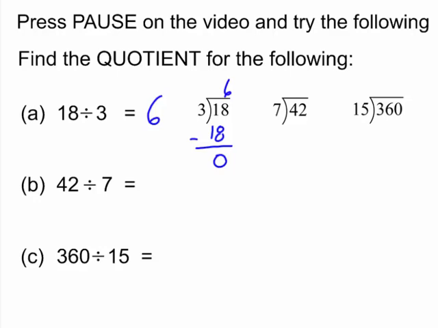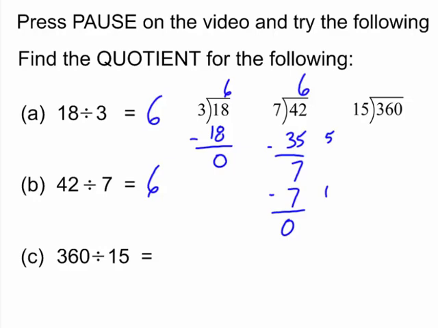42 divided by 7, how many 7s fit into 42, or how many 7s can I subtract from 42? Well, I might start with my 5s. 5 groups of 7 is 35. That leaves me with 7 left over. If I subtract one more group of 7, I have a total of 6 groups of 7 fit inside 42, or can be subtracted from 42.